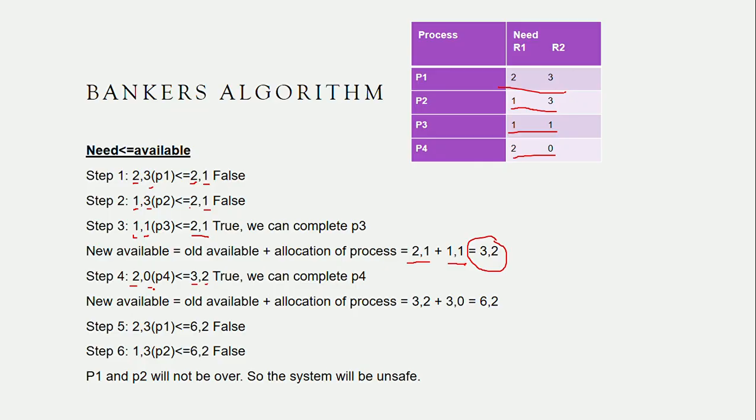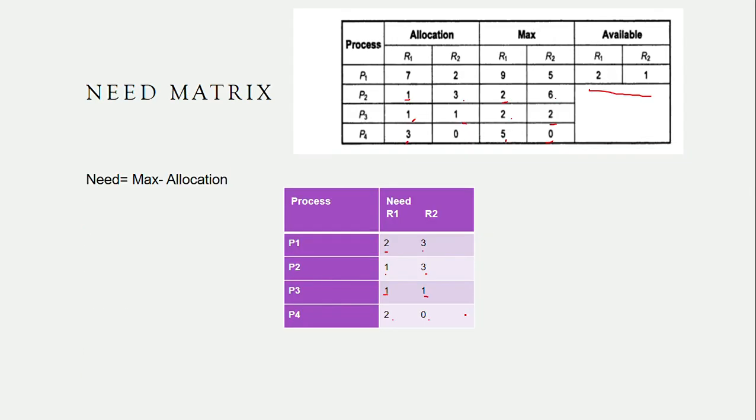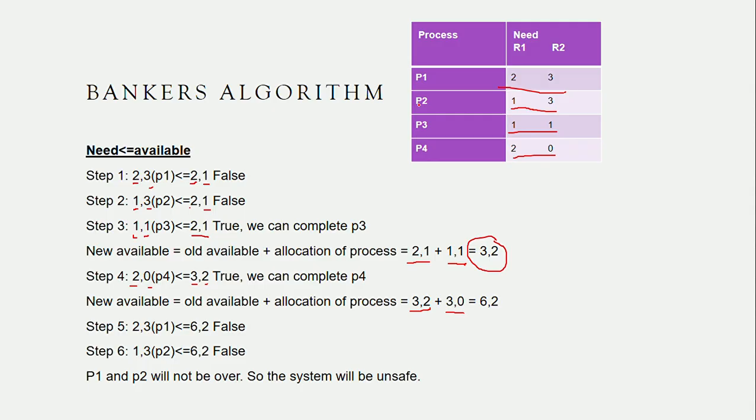As the P4 resource will be over, whatever resources it is holding, it will deallocate for others. So that's why the new availability we have calculated, 3, 2, is the old availability plus 3, 0, the allocation for the P4 process, so that it will deallocate. 3, 0 we have already given. You can see 3, 0 is already allocated to P4 and 1, 1 was already allocated to P3. So we have deallocated P4 resources, because of which we can calculate the new availability. Now it is 6, 2. So this is the new availability.